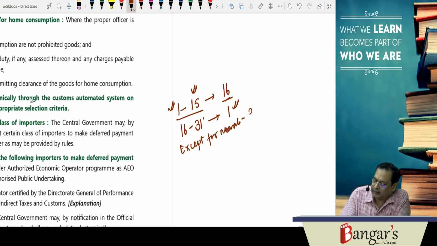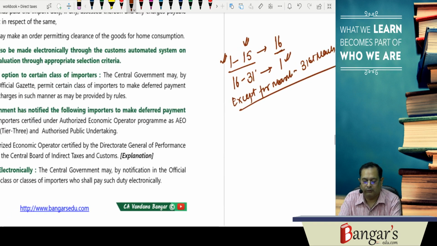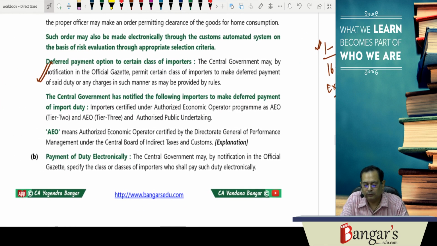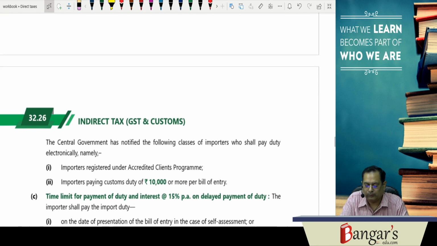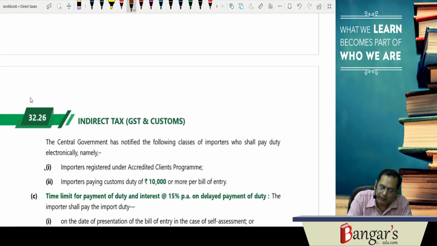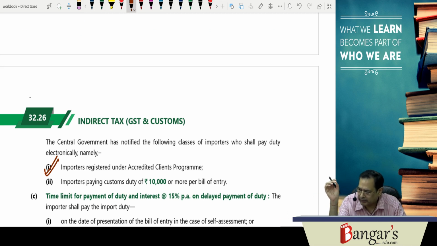Duty will be paid by 31st March. This is deferred payment. Regulations have been framed. The duty is to be paid electronically. By whom? They have to pay the duty electronically by the importers who are registered under the Accredited Clients Programme, importers registered under ACP, or say importers paying customs duty of 10,000 or more. Importers who are paying customs duty of 10,000 or more per bill of entry.